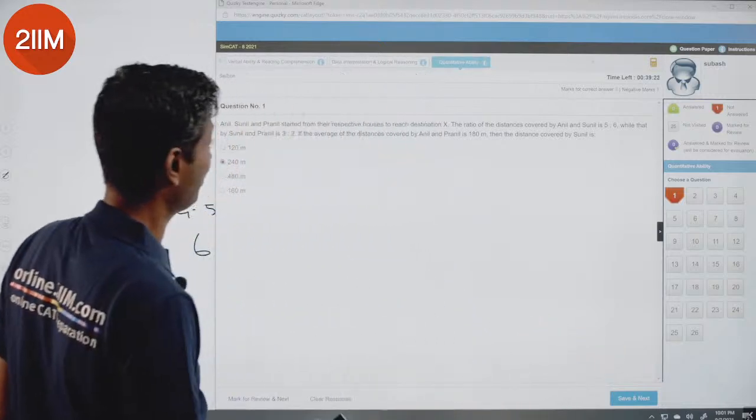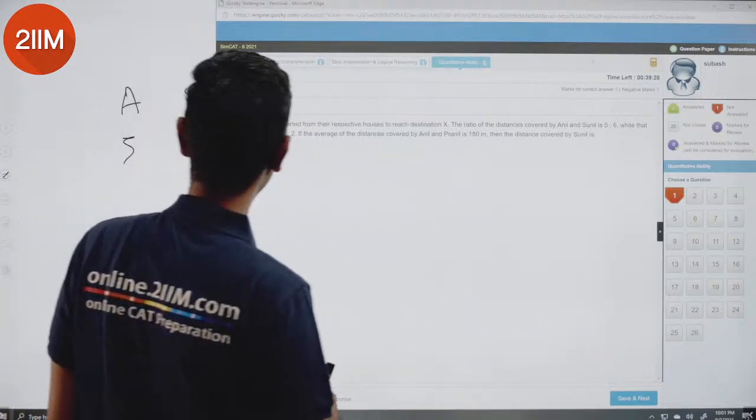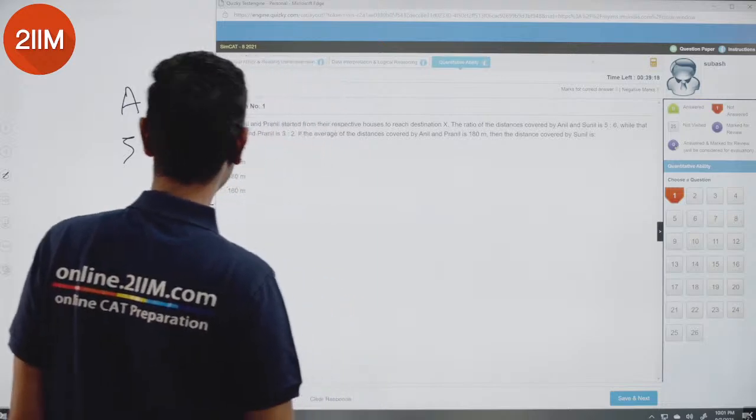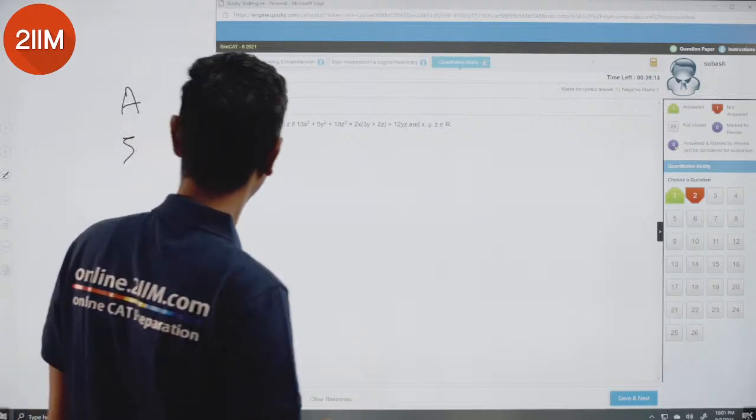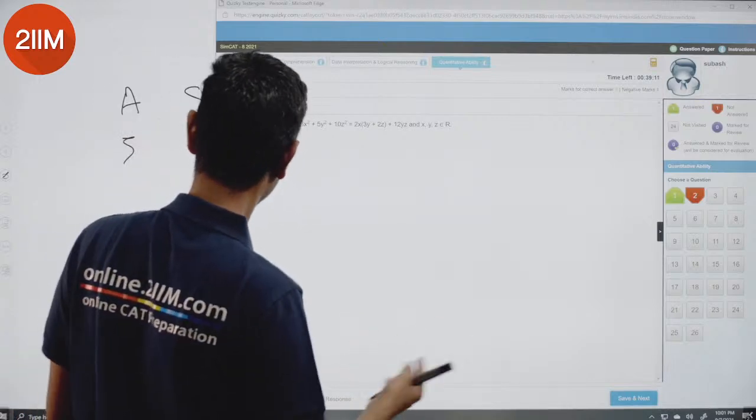This is too easy, so I'm a little worried now. 5:6, 3:2, 5, 6, 4. 5 and 4 average is 4.5. This is 6. I need to kill this. I've already embarrassed myself in that, so I need to destroy this as much as possible.